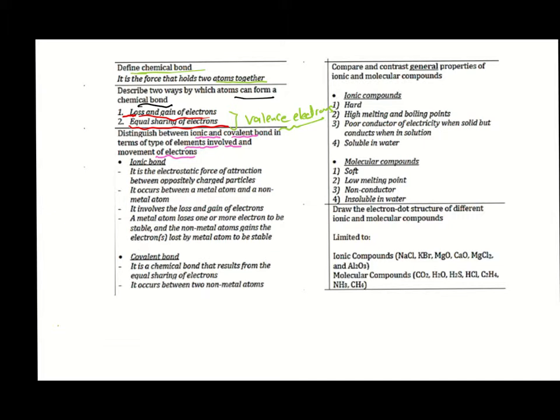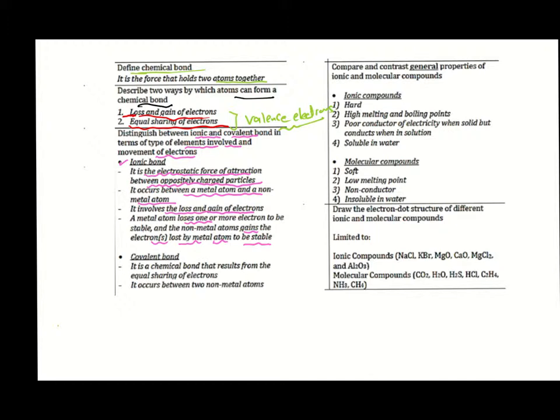In this regard, we define ionic bond as electrostatic force of attraction between oppositely charged particles. It occurs between a metal atom and a non-metal atom. It involves loss and gain of electrons. Metal atom loses one or more electrons to be stable, while the non-metal atom gains those electrons that are lost by the metal atom to be stable.